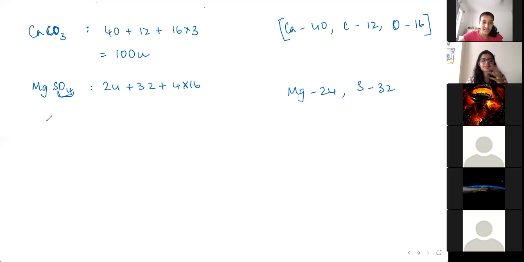So we'll make it slightly more difficult now. Magnesium hydroxide. Because it's not written here, hydrogen is 1.